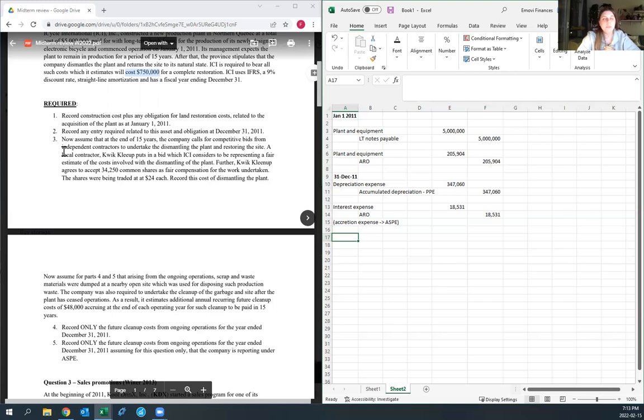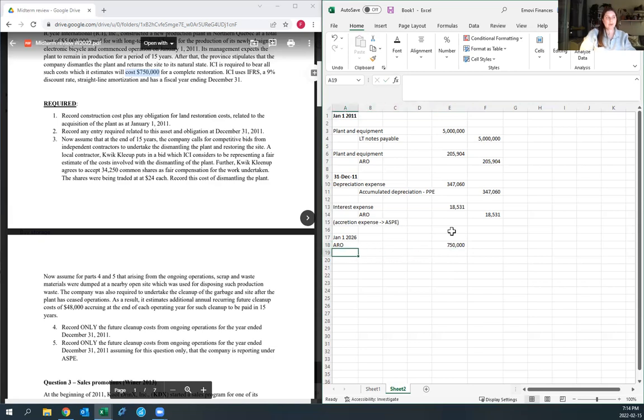So now we're at the end of the 15 years. Our project is done, and we're paying someone to come and clean up our plant. So on January 1st, 2026, what we're going to do, we're going to debit our full amount that we recorded in our ARO account. And this amount will be our estimation of 750, because every year you're going to increase your ARO. So eventually your book balance should be 750,000.